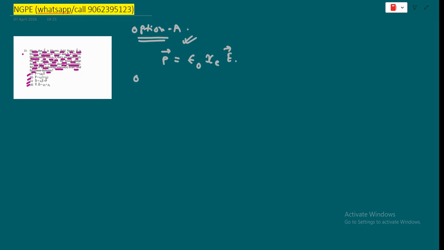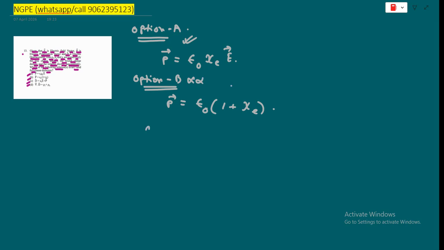Now comes option B, and it says what? Vector P is equal to epsilon naught into 1 plus chi E, right? But wait, where is vector E? The equation says polarization exists even without an electric field, and that's not a dielectric, that's a miracle, or simply a ferroelectric on a bad day. So in a linear dielectric, no field means no polarization, so option B is trash.